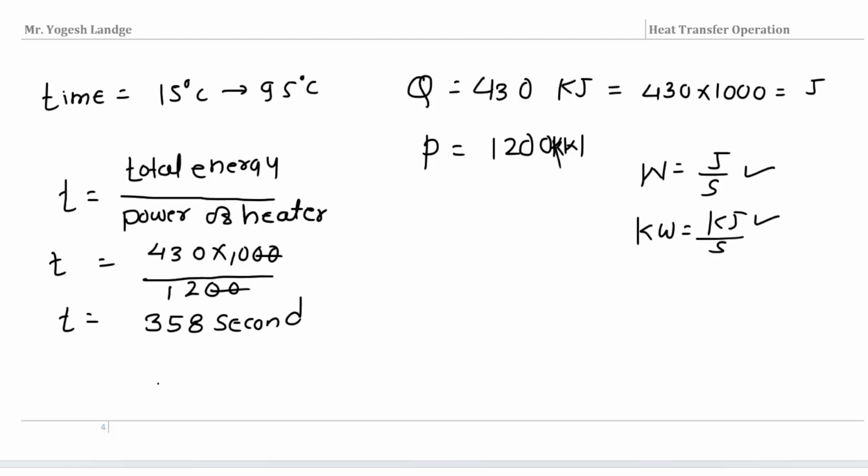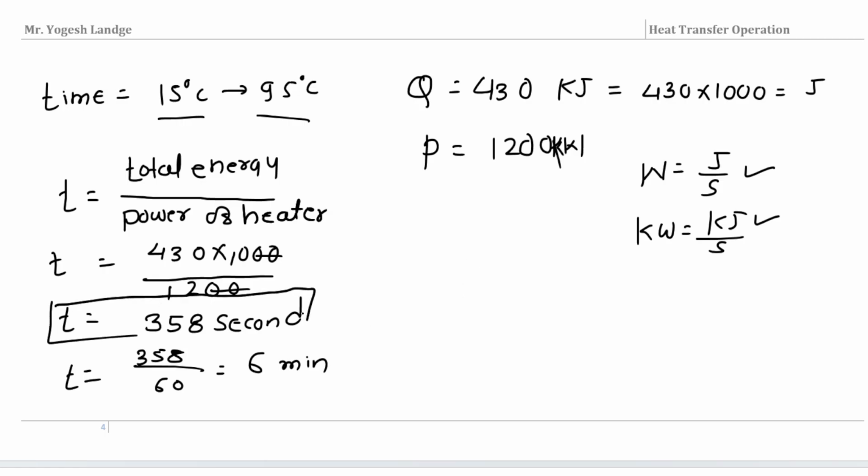If you want to convert it into minutes, we just divide by 60, and we get the answer in minutes. So 358 divided by 60 is around 6 minutes. So you can say about 6 minutes is required to heat the pot as well as the water to reach a temperature from 15 to 95. So the answer for this case is this one. The time required to reach the temperature with the given heating element and the energy is 358 seconds. Thank you.